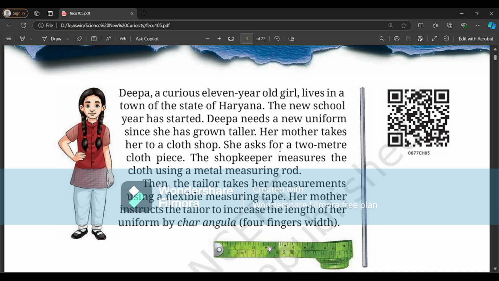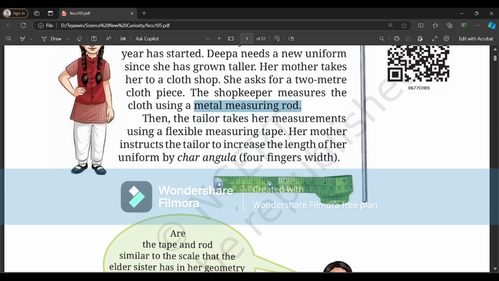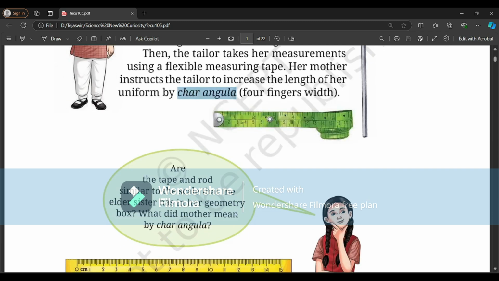The shopkeeper measures the cloth using a metal measuring rod. What does the shopkeeper use? Metal measuring rod. Then the tailor takes her measurement using a flexible measuring tape. Her mother instructs the tailor to increase the length of her uniform by 4 angul, four fingers width.